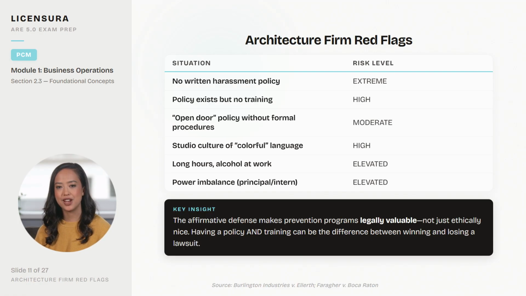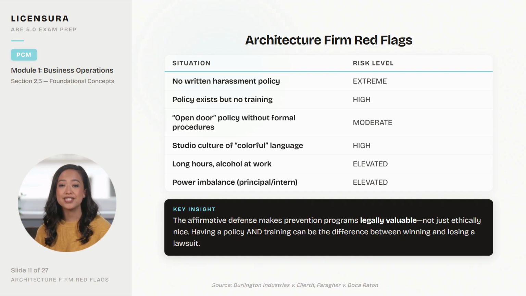And let's be specific about architecture firm risks, because our industry has some unique vulnerabilities. No written harassment policy, that's extreme risk. Studio culture with casual or colorful language, high risk. Long hours plus alcohol in the office, elevated risk. Power dynamics between a principal and an intern, also elevated risk. These are exactly the situations where claims tend to come from.